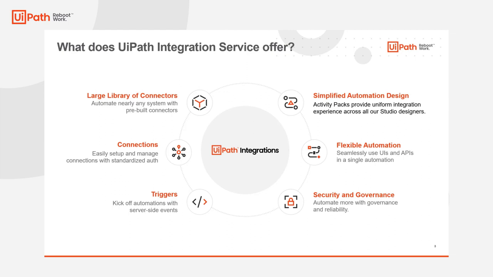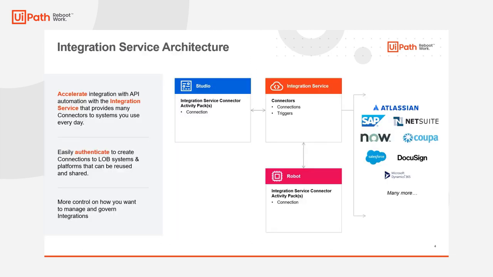But when we create all these different capabilities with the connectors and the integration service, ultimately we have to provide security and governance so that you can automate more with general reliability. When we look at an overall view of the architecture, API-based integration has been part of UiPath for quite some time, but everything was wrapped up in that particular activity pack. So essentially with the integration service, we've abstracted that logic into the actual service, where the connector logic lives. That's where we're going to be handling the authentication for you.